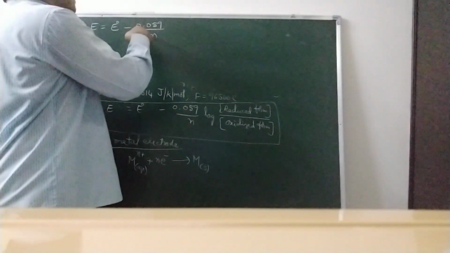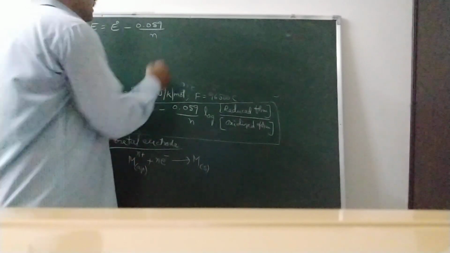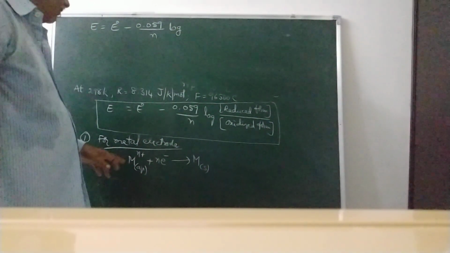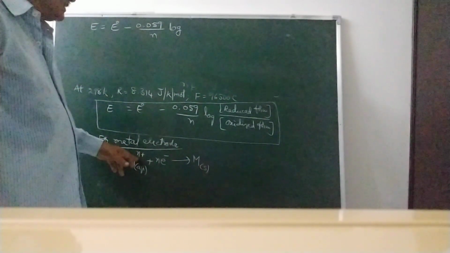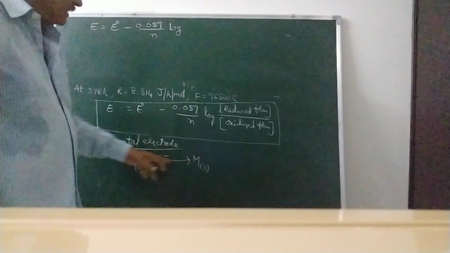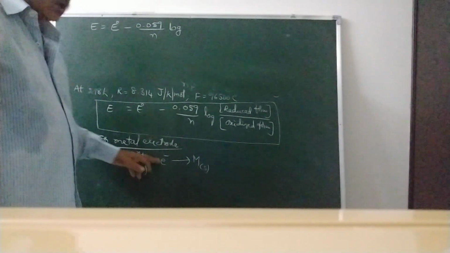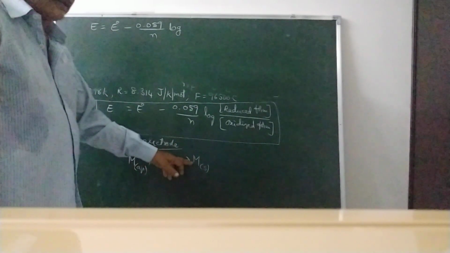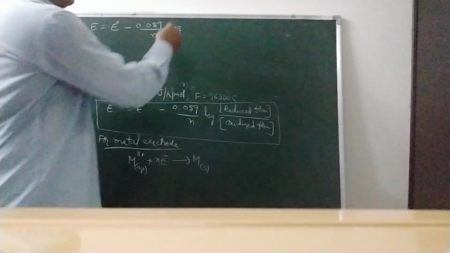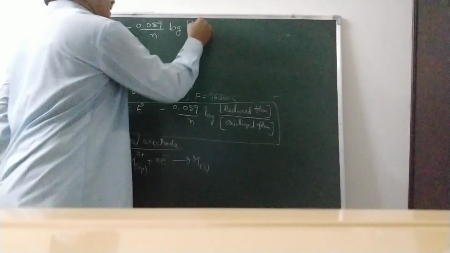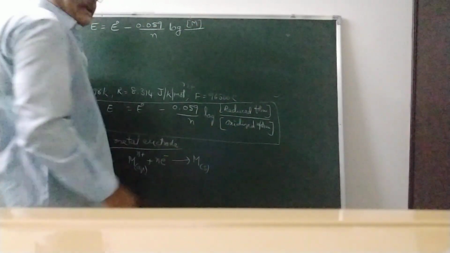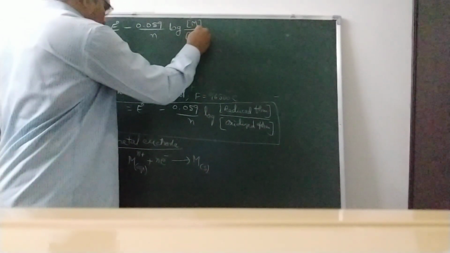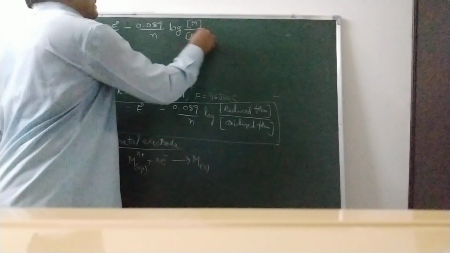E naught minus 0.059 by n into log of the reduced form. Here the oxidizing agent undergoes reduction. Oxidizing agent undergoes reduction. So this is the oxidizing agent, this is the reducing agent. So it will be the reduced form. Log of concentration of M, when we write it in square brackets, that means concentration, by the oxidized form. Which one is oxidized? Mn+.